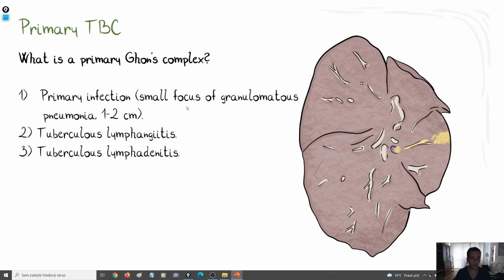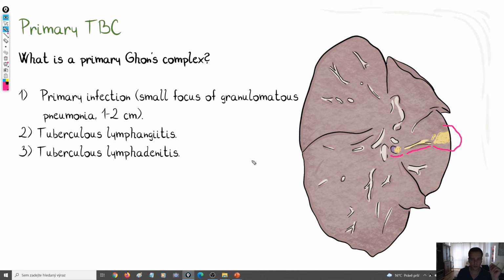What is a primary Ghon's complex? When you aspirate a mycobacterium, a small focus of primary TBC infection develops. It's a small focus of granulomatous pneumonia, usually 1 or 2 centimeters big. Then the infection is drained via lymphatics into the regional lymph node, usually the lymph node in the hilus of the lung. So you will have tuberculosis lymphangitis, the inflammation of the lymphatic vessel, and then tuberculosis lymphadenitis.